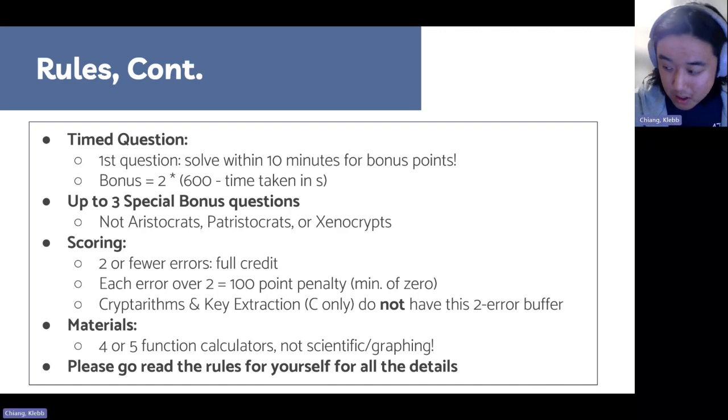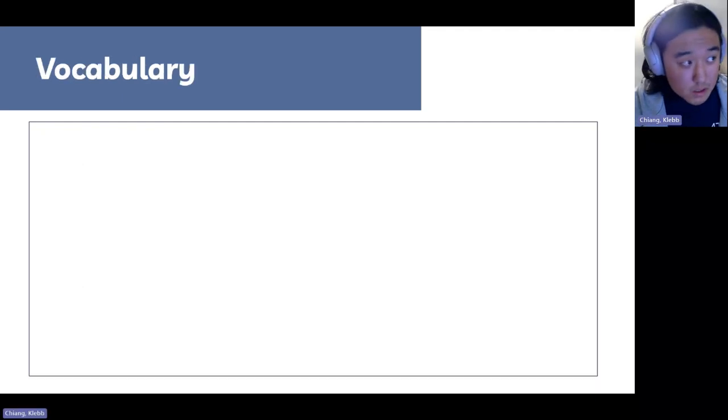That's it. That's all I'm going to talk about rules wise. Please go read them yourself, and the rules manual is available online for free. So please read them yourself for all the details. I'm not going to go into it. That's not the point of today.